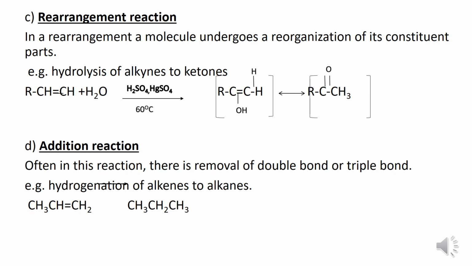The other reaction is addition reaction. Often in this reaction there is removal of a double bond or triple bond. It is just the opposite of elimination reaction. For example, we have hydrogenation of alkenes to alkanes. You see, we have propene which is converted to propane.